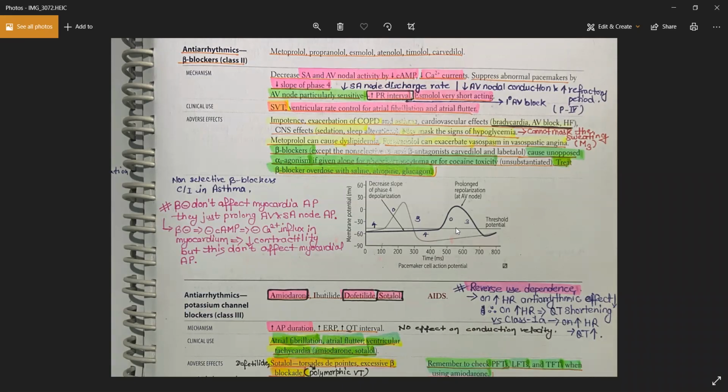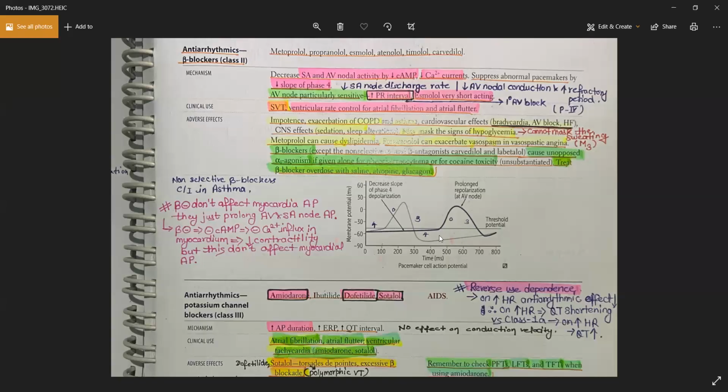Sodium, calcium, and there are the potassium channels, right? So these channels are inhibited by these beta blockers, the potassium channels specifically. And that's how they reduce the slope of phase 4. As you can see now, a longer time is required to reach back to the threshold potential to cause the depolarization and the action potential. So the heart rate is now decreased.